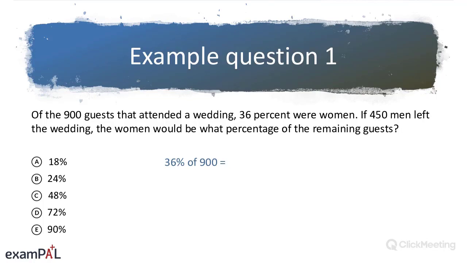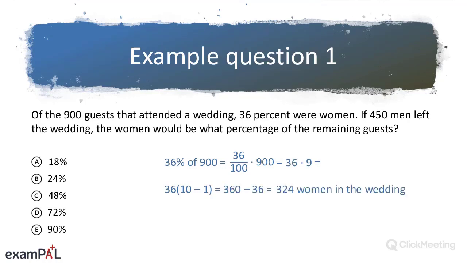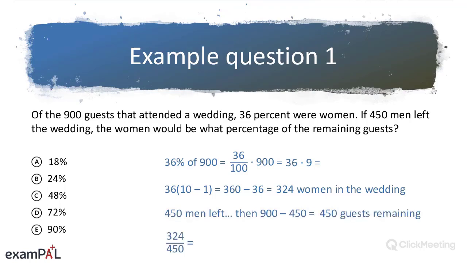So if 36% of the 900 guests were women, then that means it's 36 over 100 times 900, 36 times 9. You do a bit of algebra to calculate this, and you get to 324 women at the wedding. And then, okay, 450 men left the wedding, so that means there are 450 guests remaining. And then the percentage of the remaining guests, the women would represent the remaining guests. You need to calculate 324 over 450.